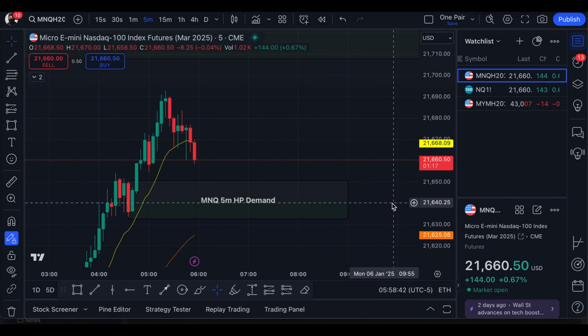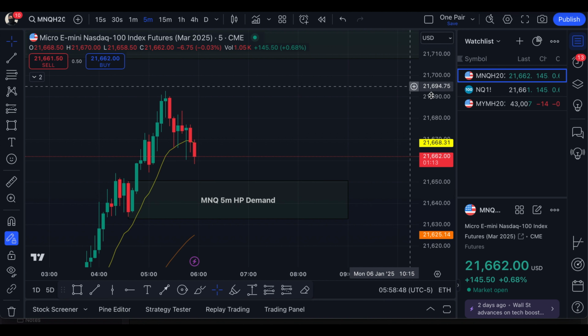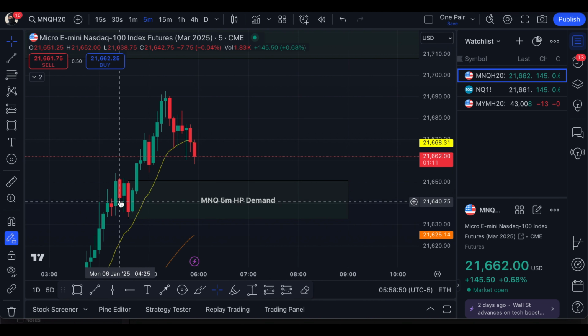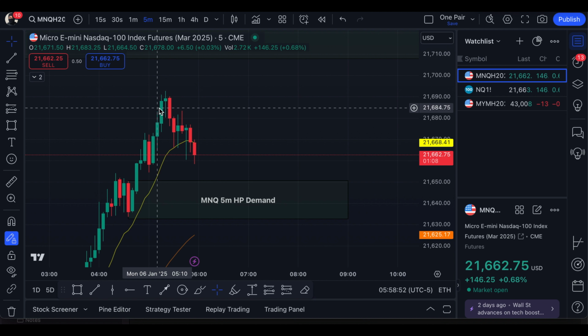So that has been my top-down analysis for MNQ and NQ. Like I said, the charts are looking the same. So sometimes there are slight variations. That's why I'm not going to say here that they are the same. I have seen variations, but usually they are pretty close. But this has been my top-down analysis. Any questions, let me know in the comments.